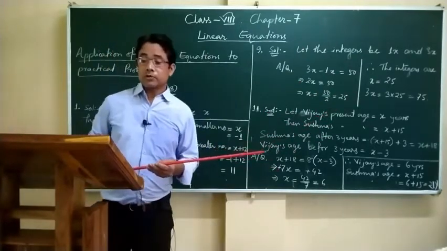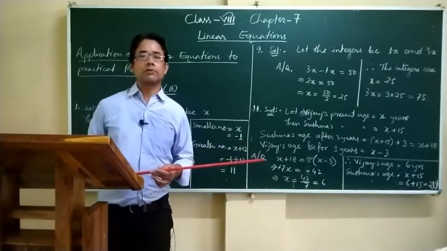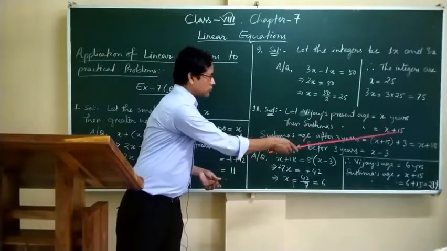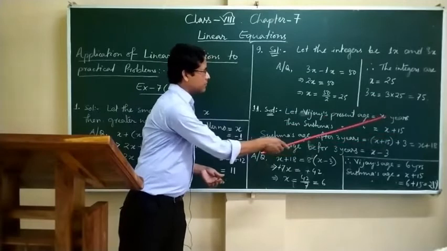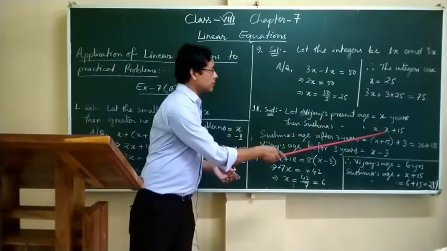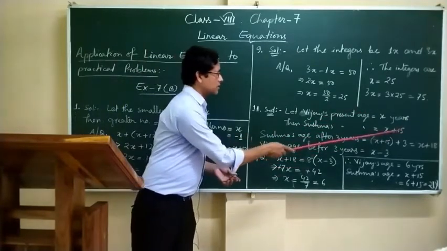Then what information do we have about Sushma? Sushma is now 15 years older than Vijay. Now we have taken the age of Vijay as x, and if Sushma is 15 years older than Vijay, what does it mean? That means she is 15 years older than Vijay. So it becomes x plus 15.